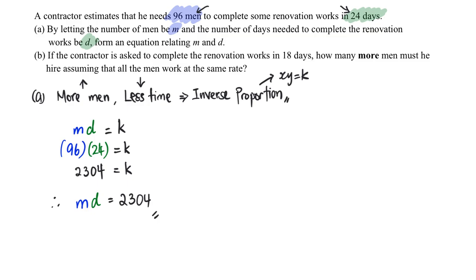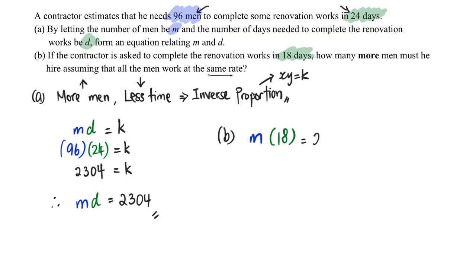And with that, let's look at part B. Now that we assume that all the men work at the same rate, we are given the number of days, 18 days. How many more men does he need to hire? Oh, I should use green color, sorry. So I'm going to just substitute for part B. I'm going to substitute 18 in to find the number of men.